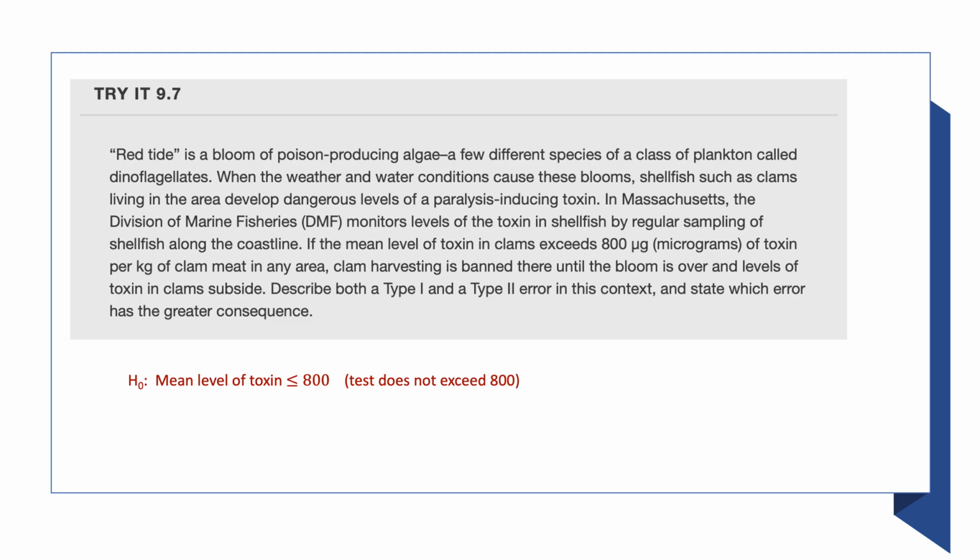So my null statement is that the mean level of toxin is less than or equal to 800. Now, I want to see that the test does not exceed 800. And remember, the equals part always goes with the null statement, the statement you could nullify. So it has to be less than or equal to 800. Okay. Now, figure out your type 1 error and your type 2 error. Go ahead. Stop and start.